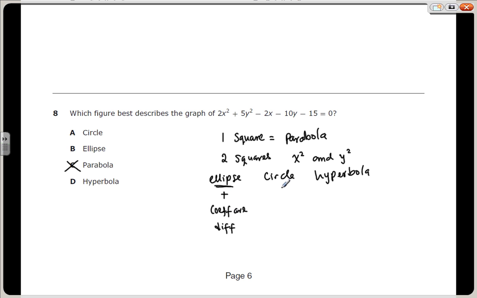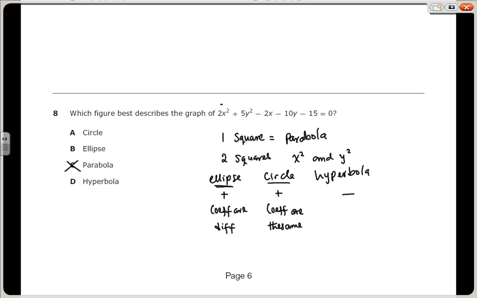The coefficients are different. For a circle, you have a plus in between the squares, and the coefficients are the same. And you have a circle. Circles and ellipses are very similar. The circle is a special case of an ellipse because you go equal distances in all directions from the center. So if the coefficient is the same, you have a circle with a plus. Well, if the coefficient is different with a plus, you have an ellipse. Hyperbola is just simply when you have a minus between the squares.